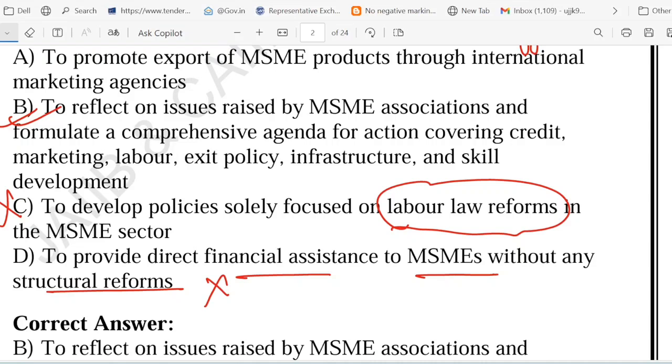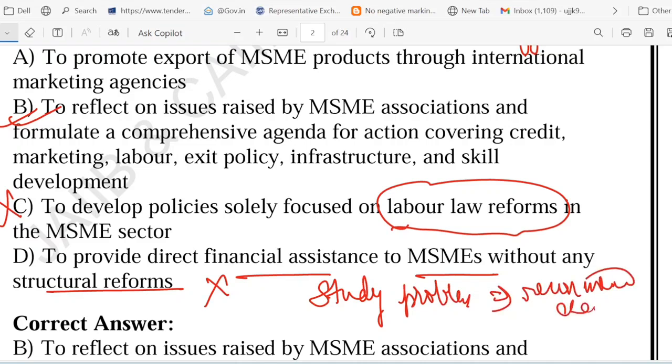Because the task force did not give out money directly. Instead, its job was to study the problem. First of all, they would study the problem. After studying the problem, they will recommend the changes. So the correct answer to this question is option number B.